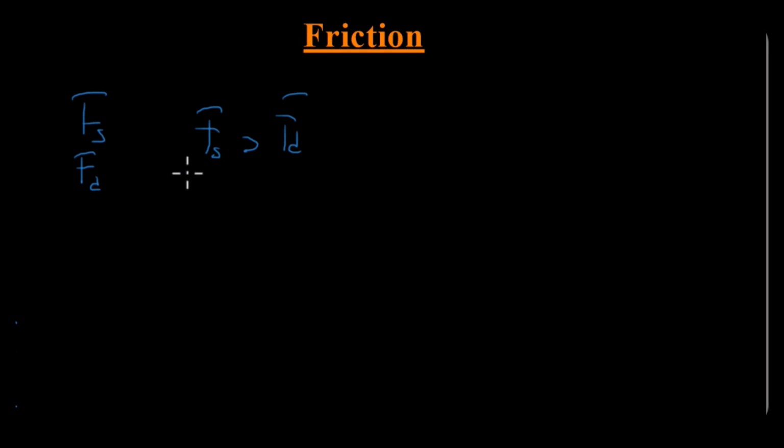Number three, friction depends on the nature of surfaces in contact. That is, if the surface is extremely smooth, then it means there will be little to no friction. And if the surface is extremely rough, then friction will be extremely high. Number four, friction is proportional to the normal reaction acting on the body.